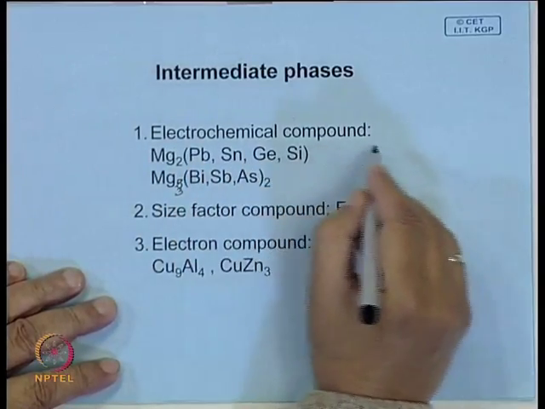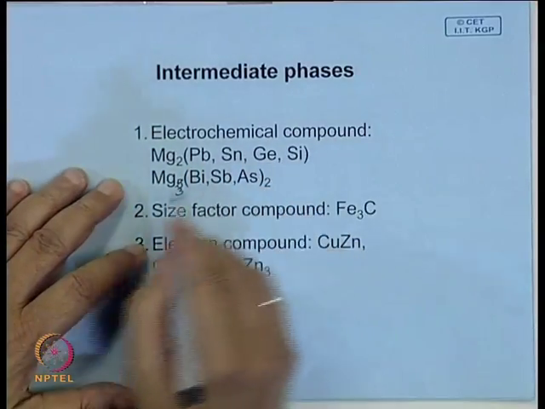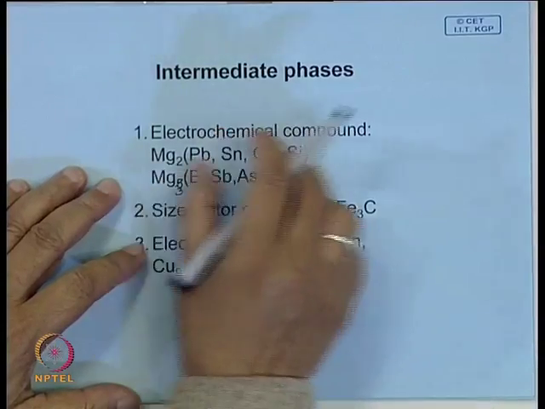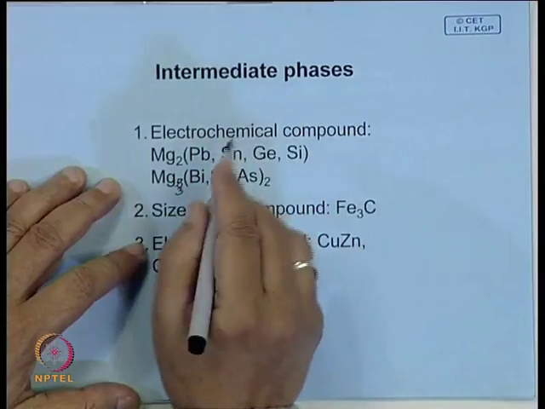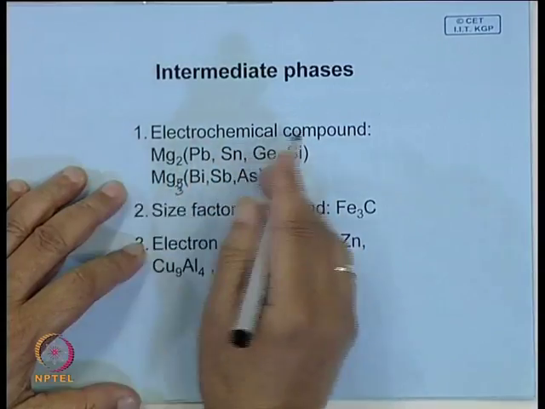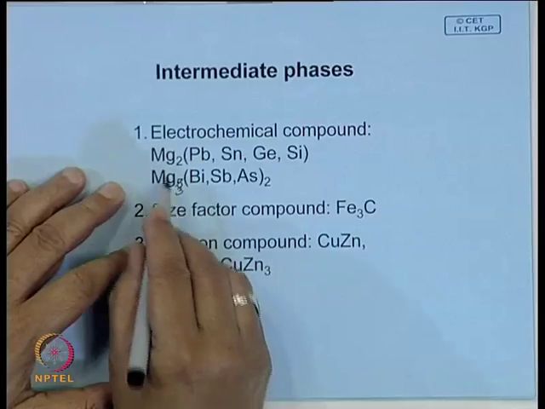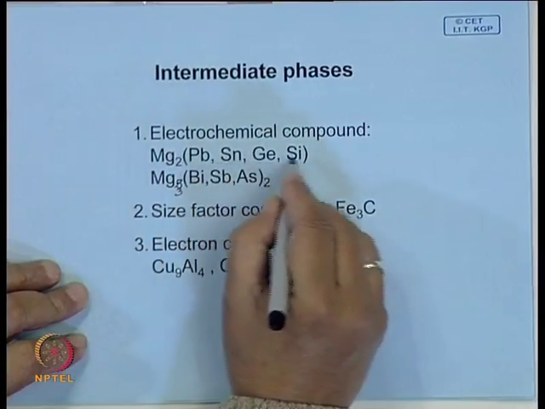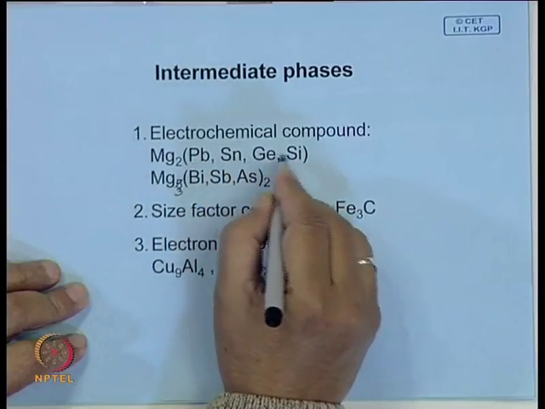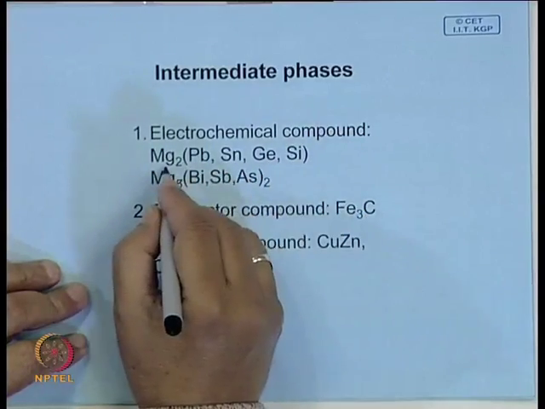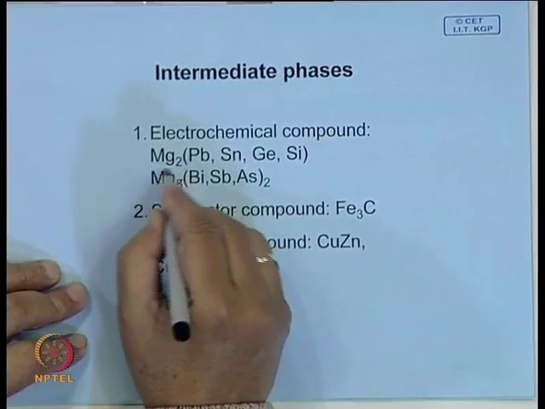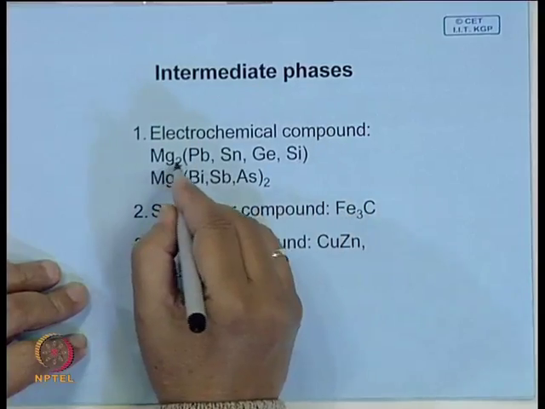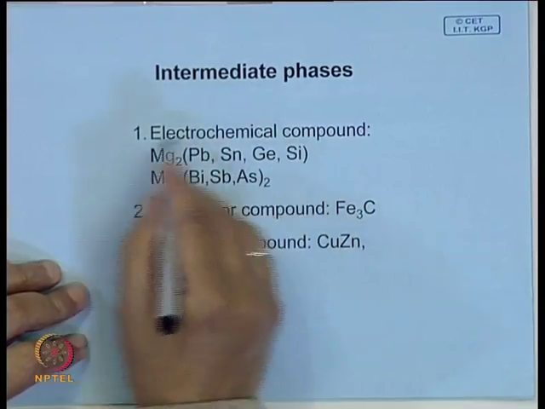One is the electrochemical compound, where a chemical-compound-like formation takes place. Whenever the elements belong to different groups in the periodic table, and they are further apart, there may be a tendency to form a compound. Like magnesium, which belongs to group 2, whereas lead, tin, germanium and silicon are group 4, and they form a compound in proportion to their valency, Mg2Si or Mg2Pb. It is like a chemical compound.